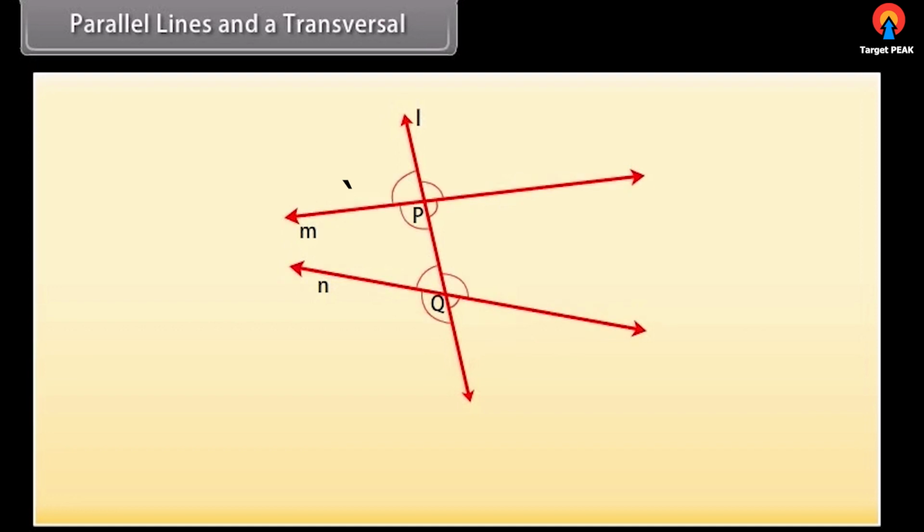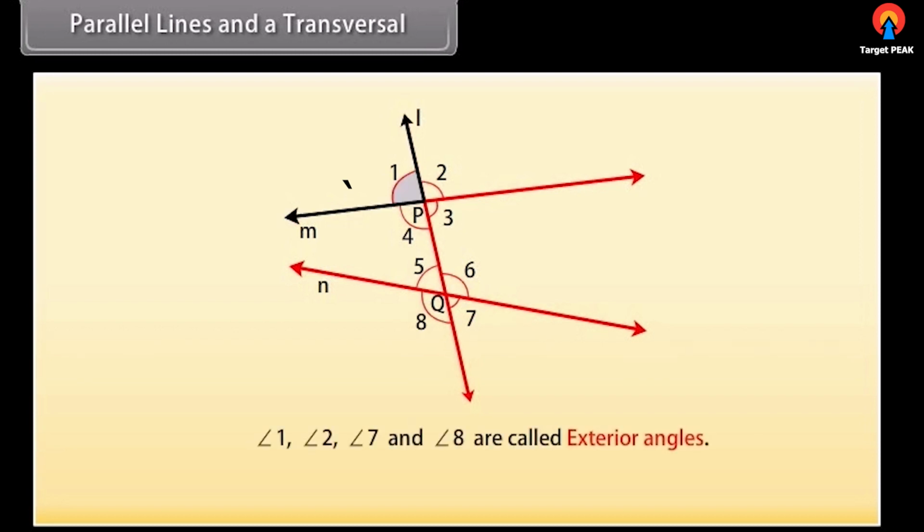Observe that four angles are formed at each of the points P and Q. Let us name these angles as angle 1, angle 2, angle 3, angle 4, angle 5, angle 6, angle 7, and angle 8. Angle 1, angle 2, angle 7, and angle 8 are called exterior angles, while angle 3, angle 4, angle 5, and angle 6 are called interior angles. We have also studied that when a transversal intersects two lines, we get some pairs of angles. Let's go through them one by one.